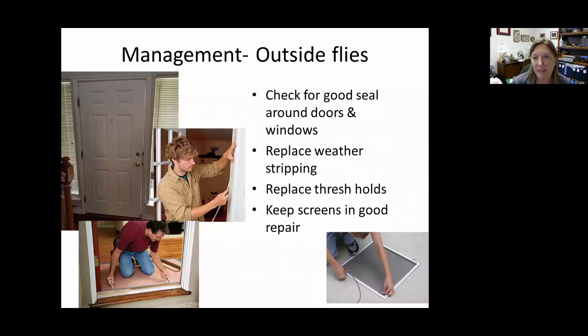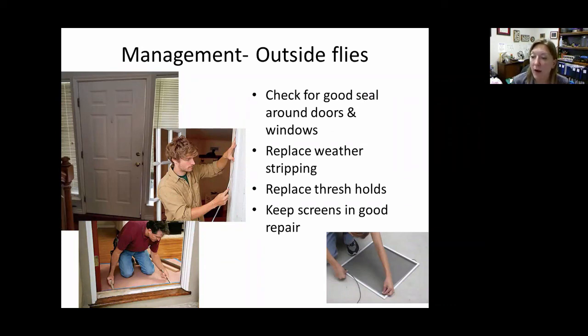So the other thing about outside flies is we need to make sure that they are not coming in the house. And to do that, we need to first check for a good seal around our doors and windows. So the door you see in the upper left there, you can see daylight around that door while the door is closed. So that signals that there is not a good seal and that insects can get into the house in some manner. So you would need to replace the weather stripping, which is what you see in that middle picture. Sometimes you need to also check the threshold of the door, which is what you see on the bottom left there, and get that replaced.